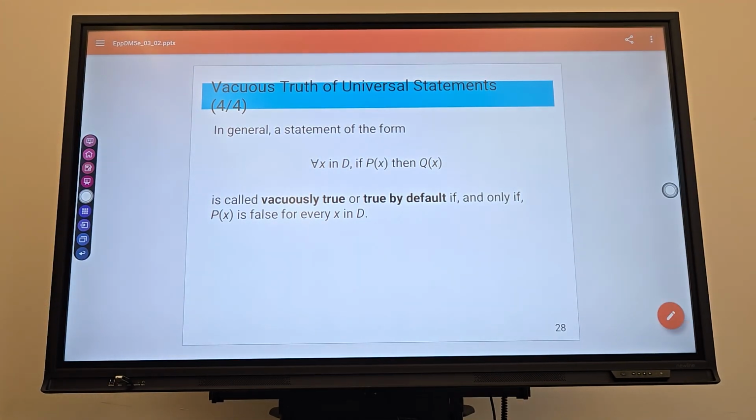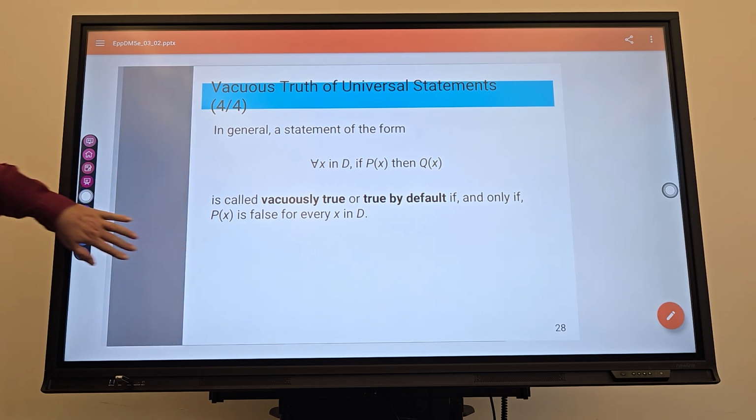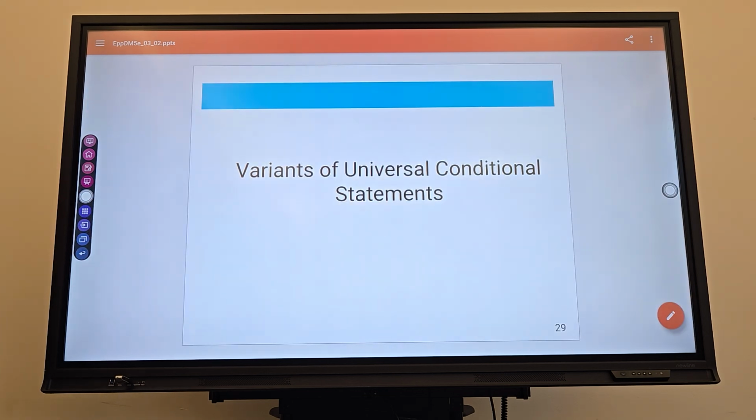In general, a statement of the form for all x in D, if P of x then Q of x, is called vacuously true or true by default if and only if P of x is false for every x in D. So, this harkens back to the vacuously true conditional statement from chapter 2.